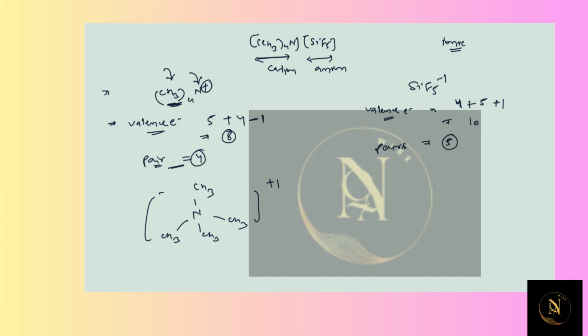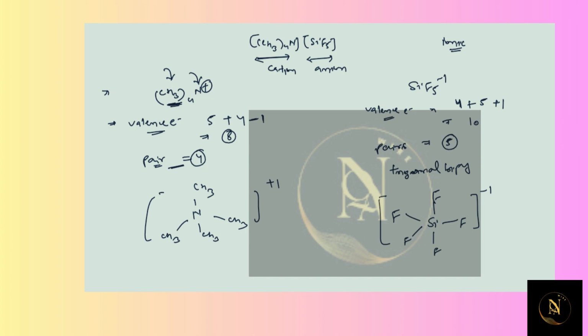Since the total number of pairs is 5, we can say that the molecule is going to acquire a trigonal bipyramidal shape. So we can draw it like this. There is the silicon central atom, and the 5 fluorine atoms are attached like this, and this whole molecule exists with 1 unit of negative charge. So these are the shapes of these two species.